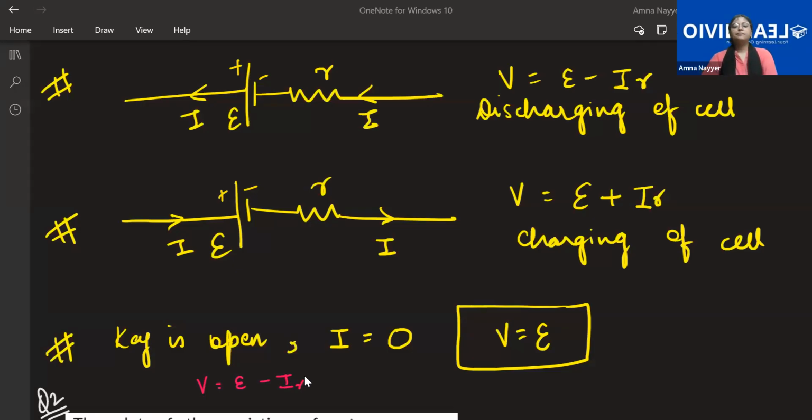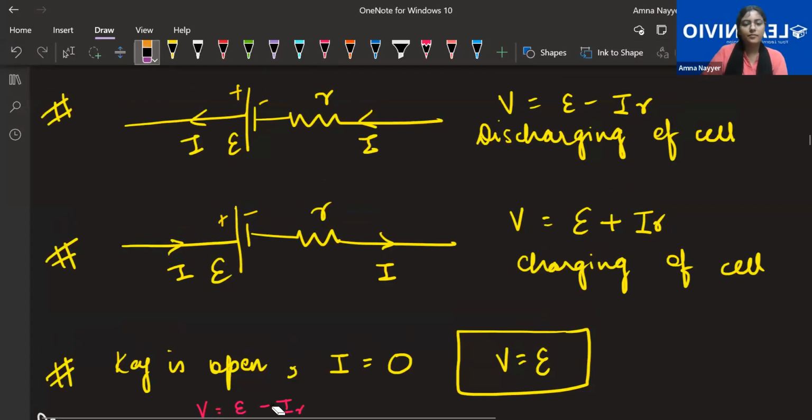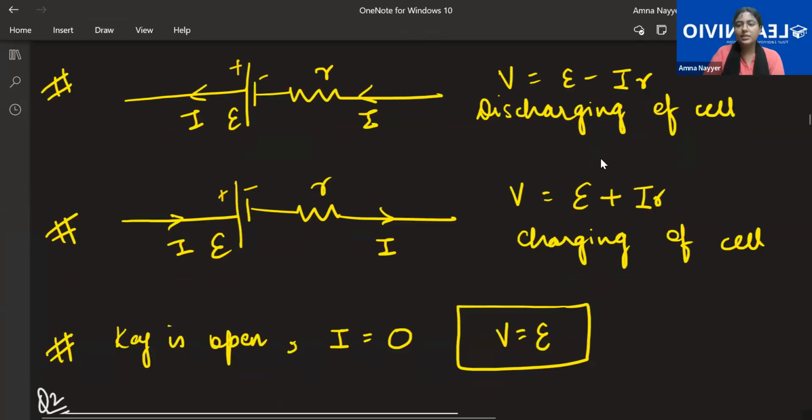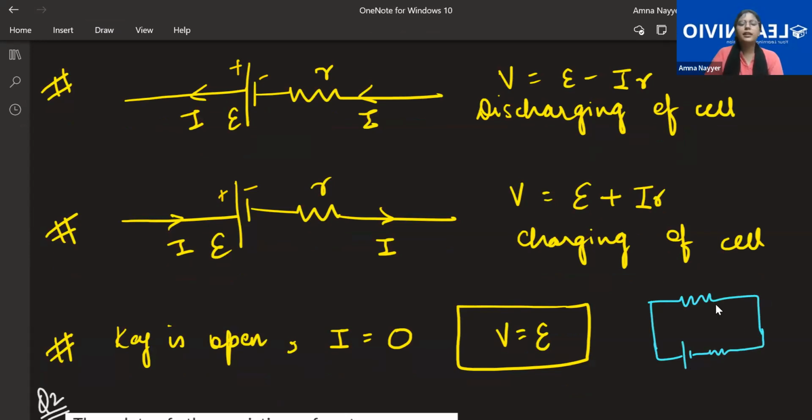Yes, I'll explain it. See, let's say we have a circuit like this. Resistor is there, battery is there, internal resistance like this. The whole circuit is put. Now, when the current is moving in this direction, from the positive and entering into the negative, then for the terminal potential difference, we use the formula E minus IR.